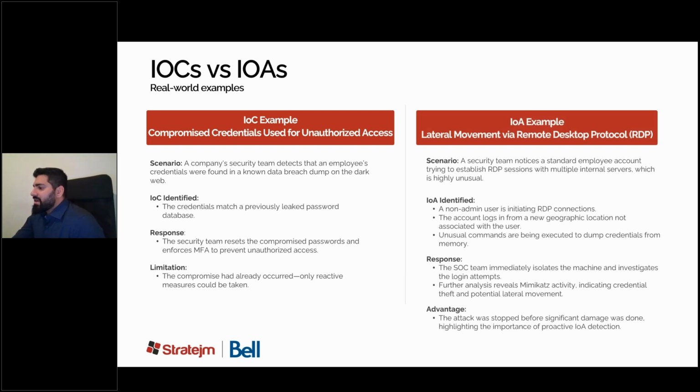In an indicator of attack, we're proactively looking to detect the behavior before it is fully executed, right? So let's take an example here. A security team detects a standard employee account attempting to establish RDP communication, right? RDP communication to multiple internal servers, that's an unusual behavior. So the indicator of attack that was identified is that it's a non-administrative user initiating multiple RDP connections. It could potentially be stolen credentials. The account could be logging in from an unknown location, right? There are unusual commands being executed to dump credentials from memory. Again, these are all clear indications of an active attack.